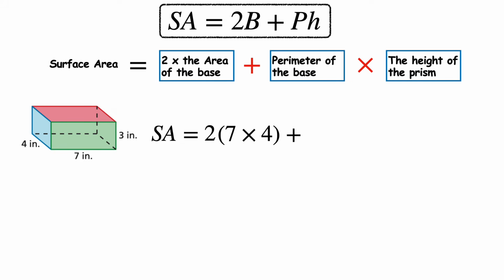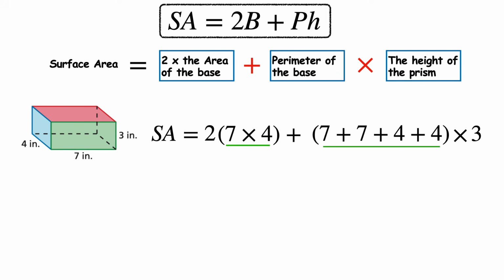Then I will add the perimeter of the base. To find the perimeter, I will add all 4 side lengths together. So I will add 7 plus 7 and 4 plus 4. Then I will multiply by the height of the prism, which is 3. Now I just need to follow order of operations rules to solve. So I will complete what is in parentheses first.